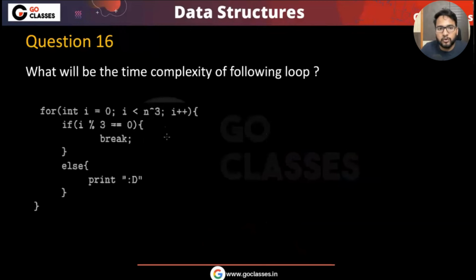What is the time complexity of this loop? i is running n cube times, but if i is a multiple of 3, then you are going to break. So I think it won't even run one iteration completely, right? I mean, at i equal to 0 only it will break.